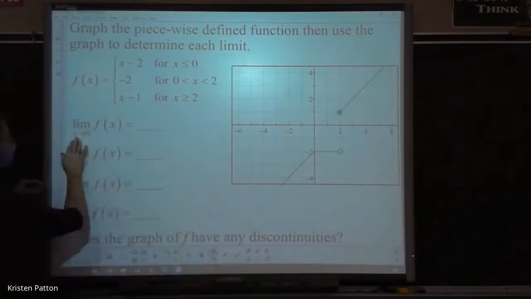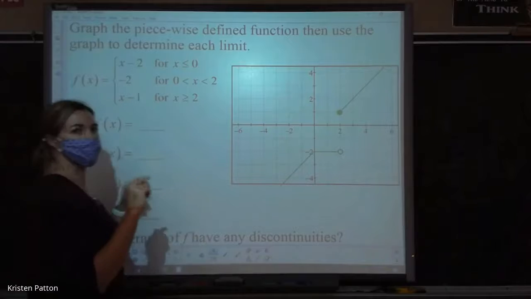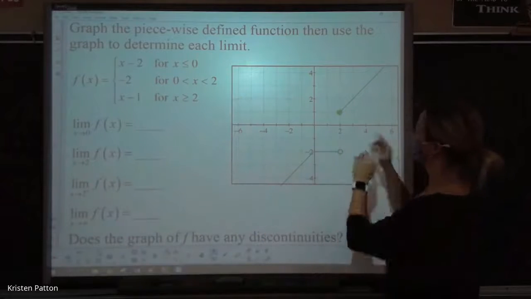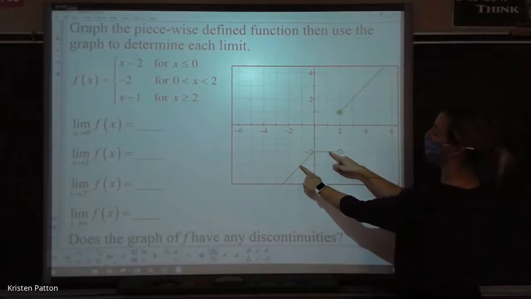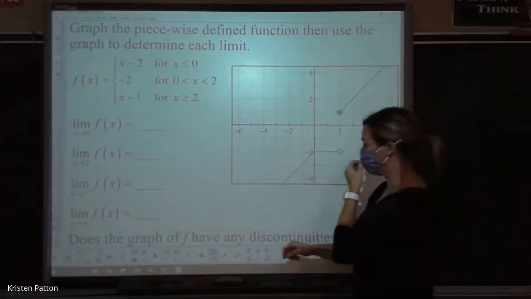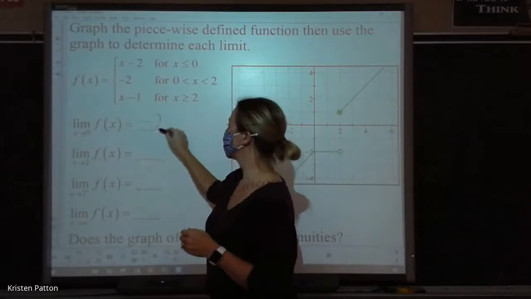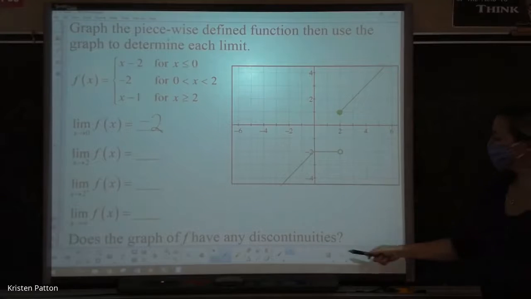So the first question said, now that we have our piecewise function, what is the limit as x approaches 0? So we did this yesterday. We said, here's x equals 0. Go on either side, like maybe -1 and 1, and start walking along the path. And we get back to a y value of -2. So we did that one yesterday. Perfect. Let's take a look at the second question.